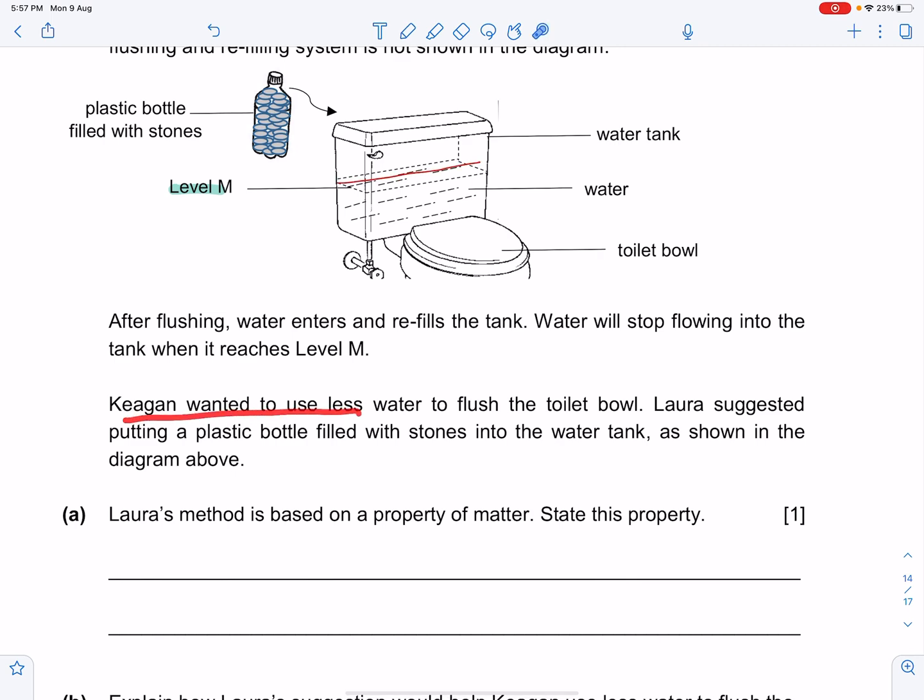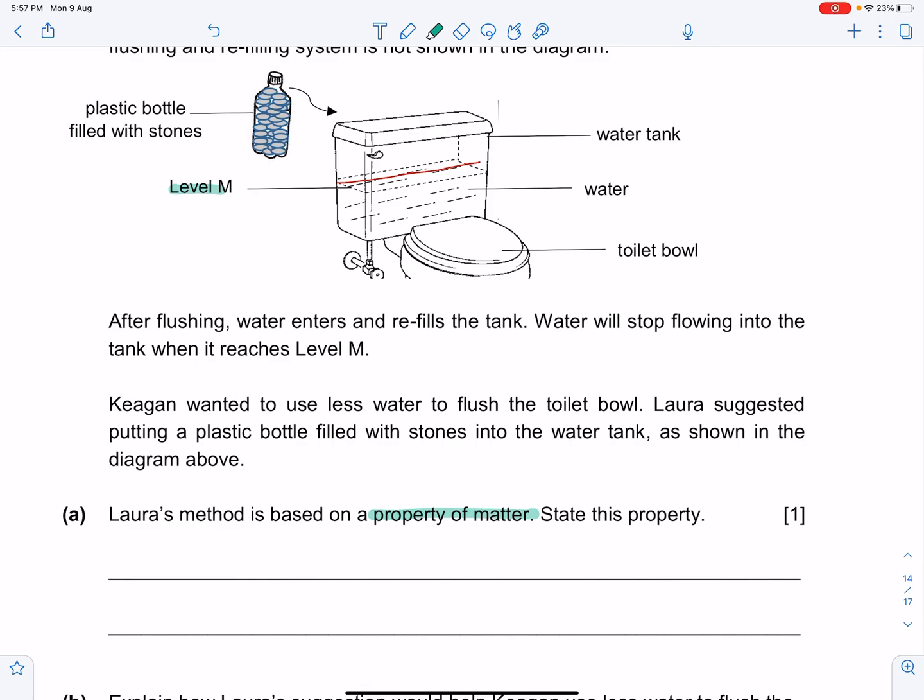Keegan wanted to use less water to flush a toilet bowl. Laura suggested putting a plastic bottle filled with stones into the water tank as shown in the diagram above. Laura's method is based on the property of matter. State this property. Okay, so right off the start, they told you property of matter, right?